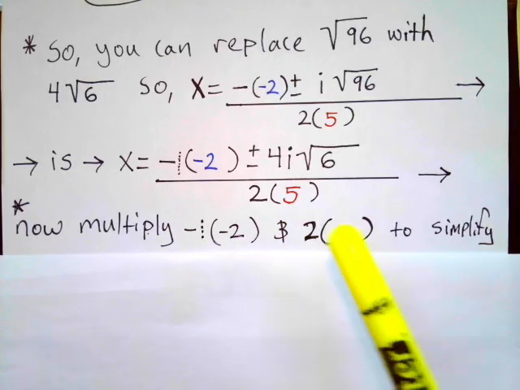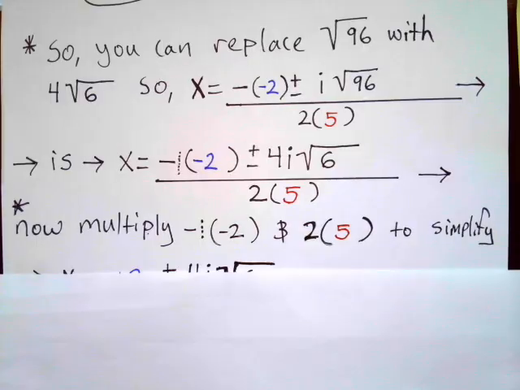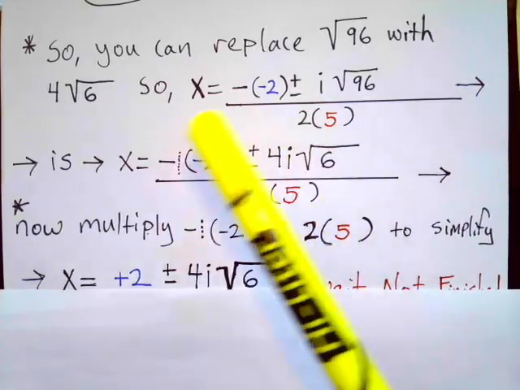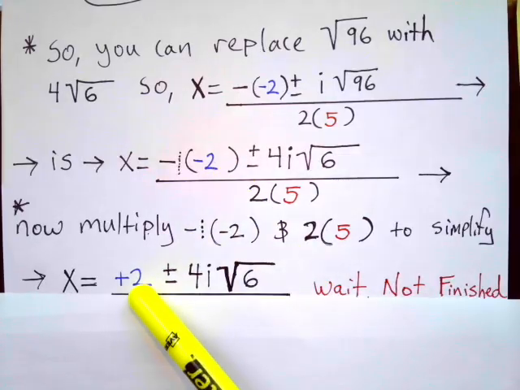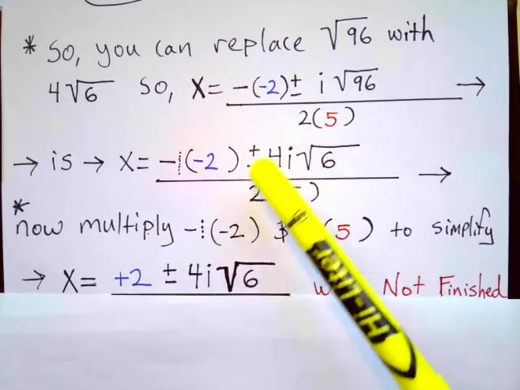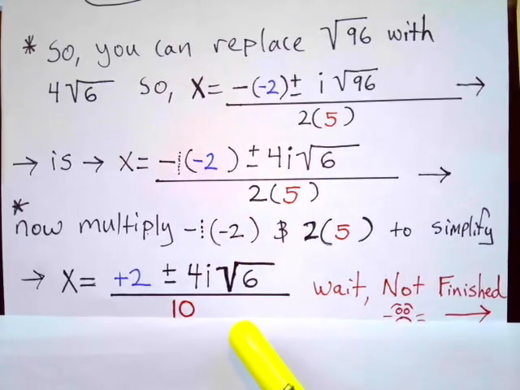Okay. And then I can also simplify by multiplying 2 times 5. So I'm going to take everything else and rewrite it. Negative 1 times a negative 2 is a positive 2. I rewrite the plus and minus, the 4i square root of 6. 2 times 5 is 10.